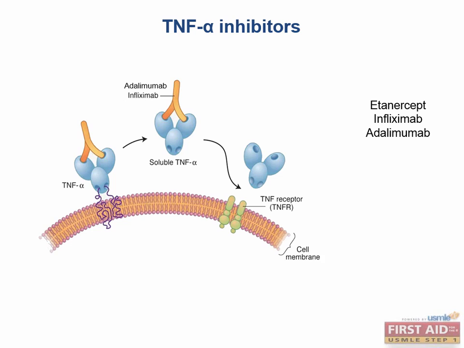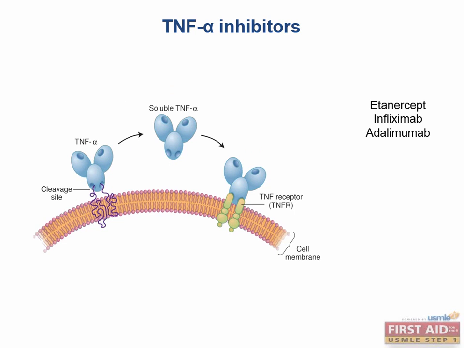As you can tell from the AB ending, they are actually antibodies. Their antigen is the TNF molecule. Etanercept and adalimumab have the same indications, including RA, psoriasis, and ankylosing spondylitis. Infliximab only differs in that it is not approved for the use of psoriasis.